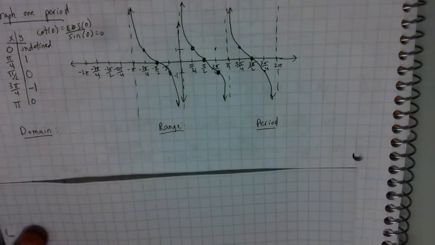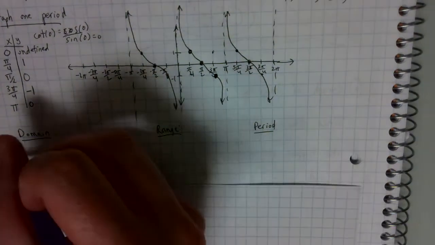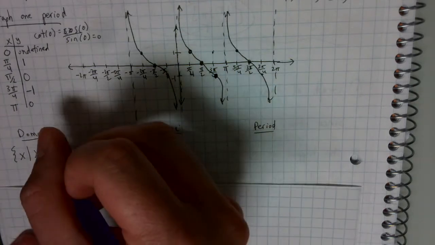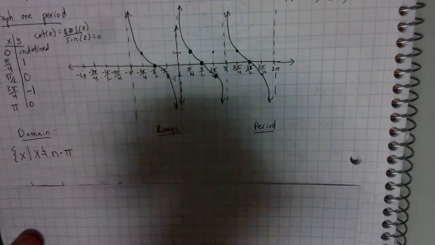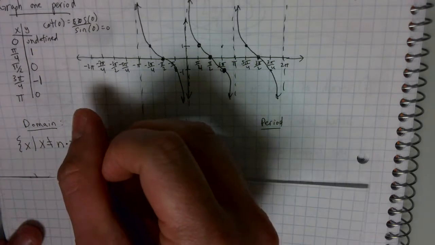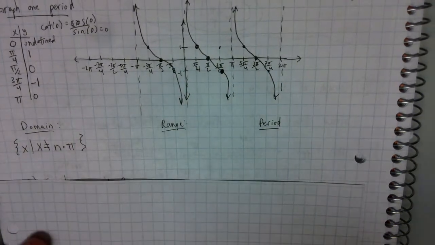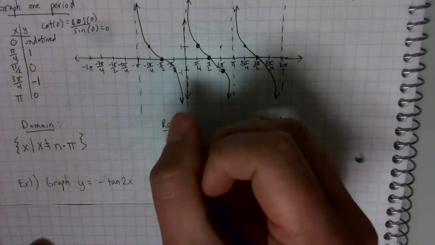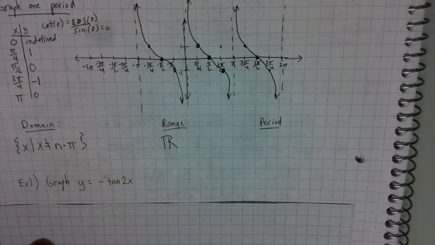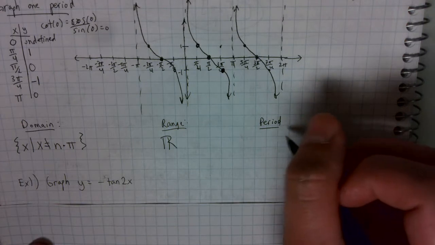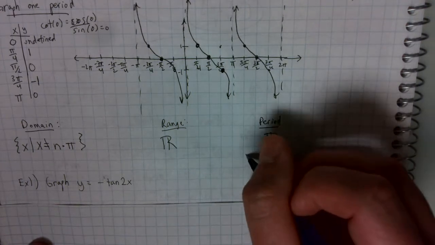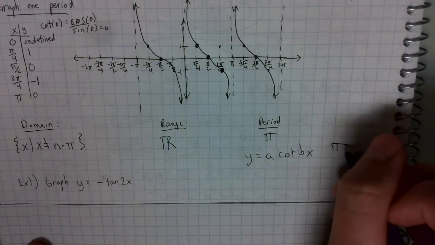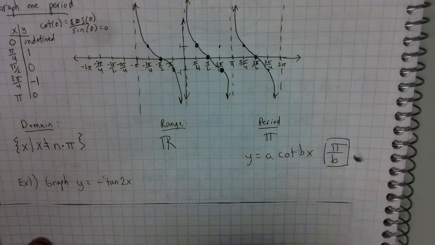All right, so the way we're going to write our domain this time is it's all of the x values, but this time x cannot equal an integer multiple of pi. So n times pi, 1 times pi, 2 times pi, 3 times pi, 4 times, and so on, and the negatives as well. The range, again, is all real numbers, just like it was with tangent. And then again, our period is pi, or if we had a little bit more general, our period would be pi over b for some angle.